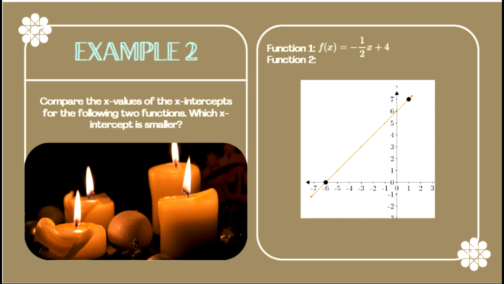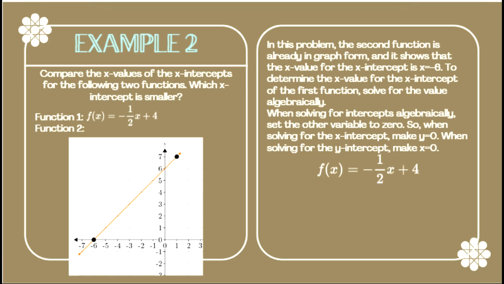Example number 2. Compare the x values of the x-intercepts for the following two functions. Which x-intercept is smaller? We have a written equation right here, and we have it graphed. This one has an x-intercept of -6. We need to figure it out for this one. The easiest way to do that is to just go ahead and graph it. But they're saying this is another way to do it.